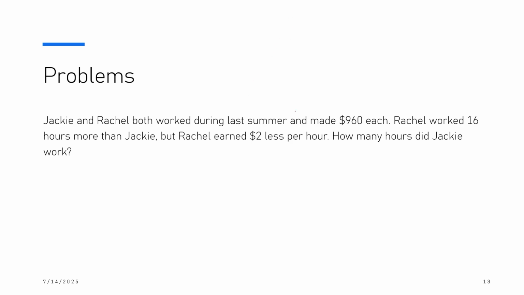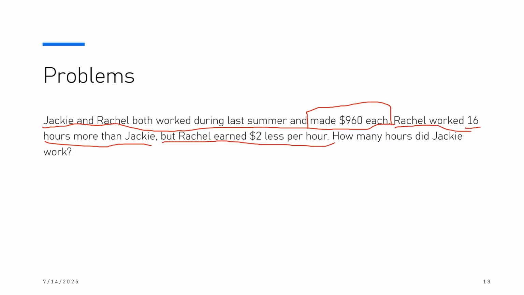We have a few conditions for the problem though. First of all, as you read the problem, we know that Jackie and Rachel each made this much. And we also know that Rachel worked 16 hours more than Jackie, but Rachel earned 2 less per hour. Finally, our last sentence, which is the most important part, is what we're trying to solve. So you only have to solve for how many hours did Jackie work, nothing else.